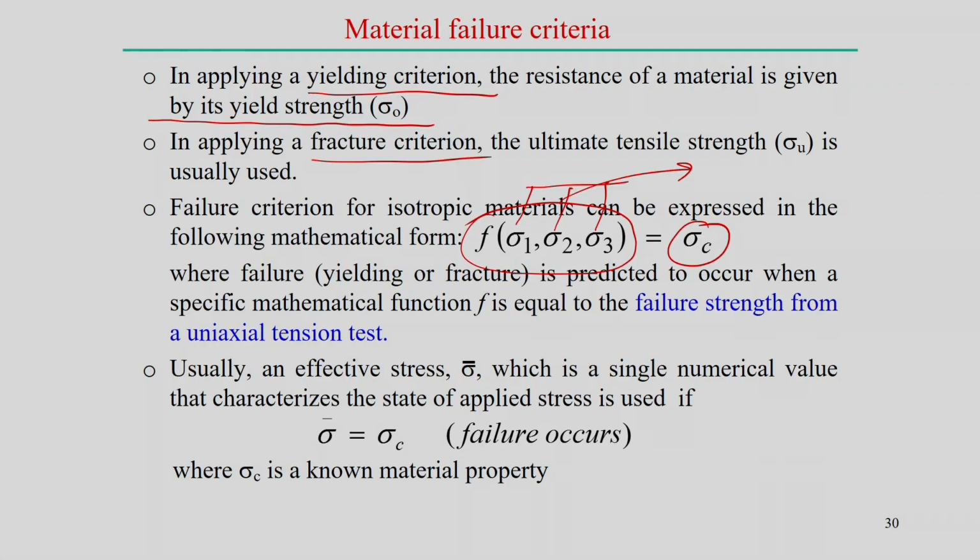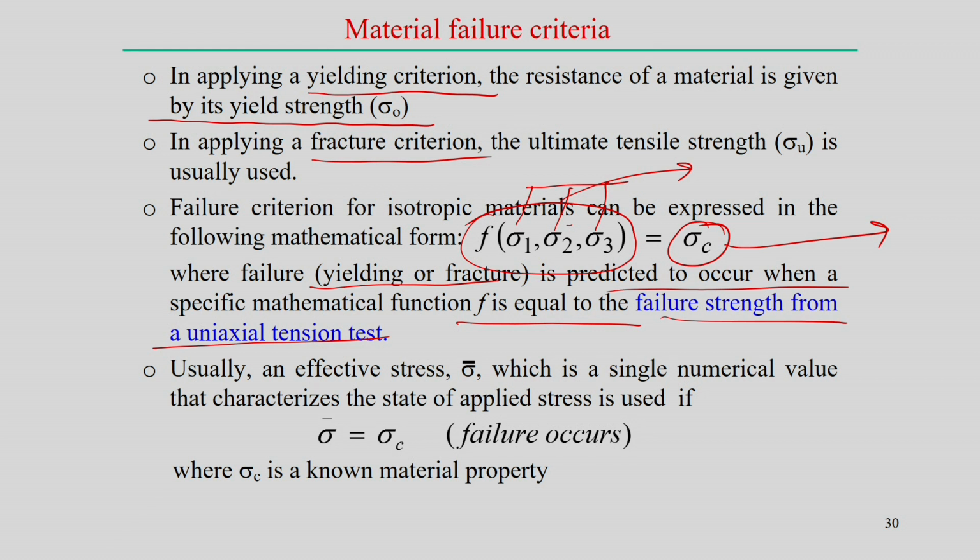Therefore, failure, either yielding or fracture, is predicted to occur when a specific mathematical function f is equal to the failure strength from a uniaxial tensile test. These data are available and well defined for a particular material, but the stress state in service is not defined. During the process, the load acts on the component, and from there we can find the principal stresses and compare them with the experimental data for the same material to see whether fracture or yielding happens.